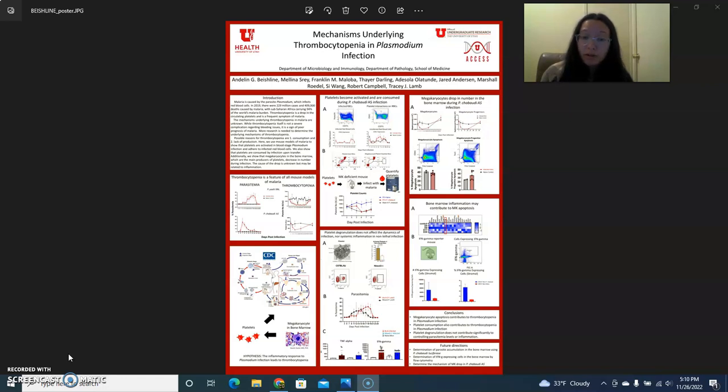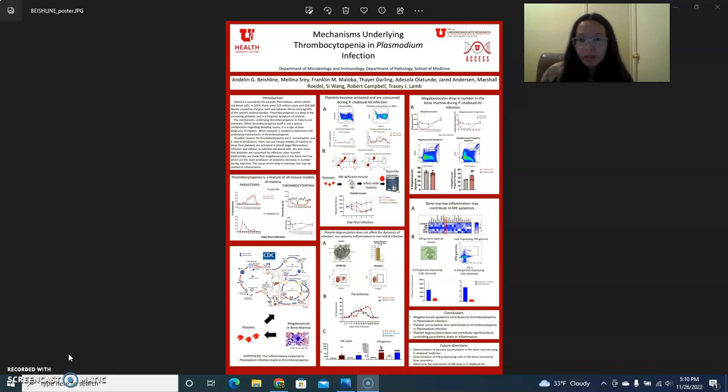We use mouse models of malaria to study these mechanisms since thrombocytopenia is also well established in these models. This data from the mouse models Plasmodium chabaudi and Plasmodium yoelii show that as parasitemia increases, platelet levels decrease. As parasitemia decreases, platelet levels return to normal.